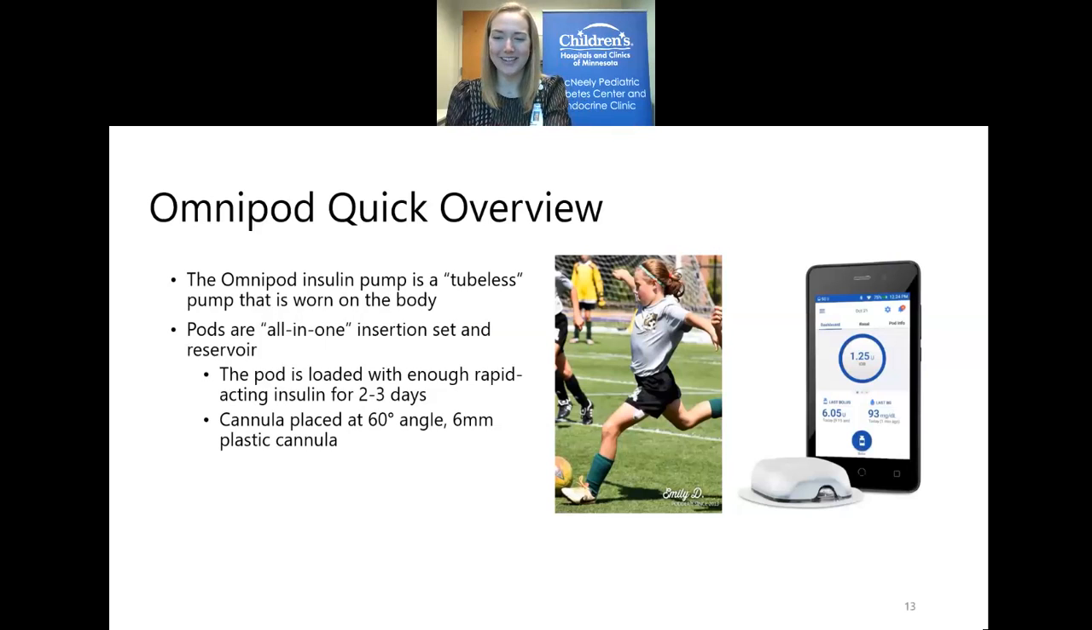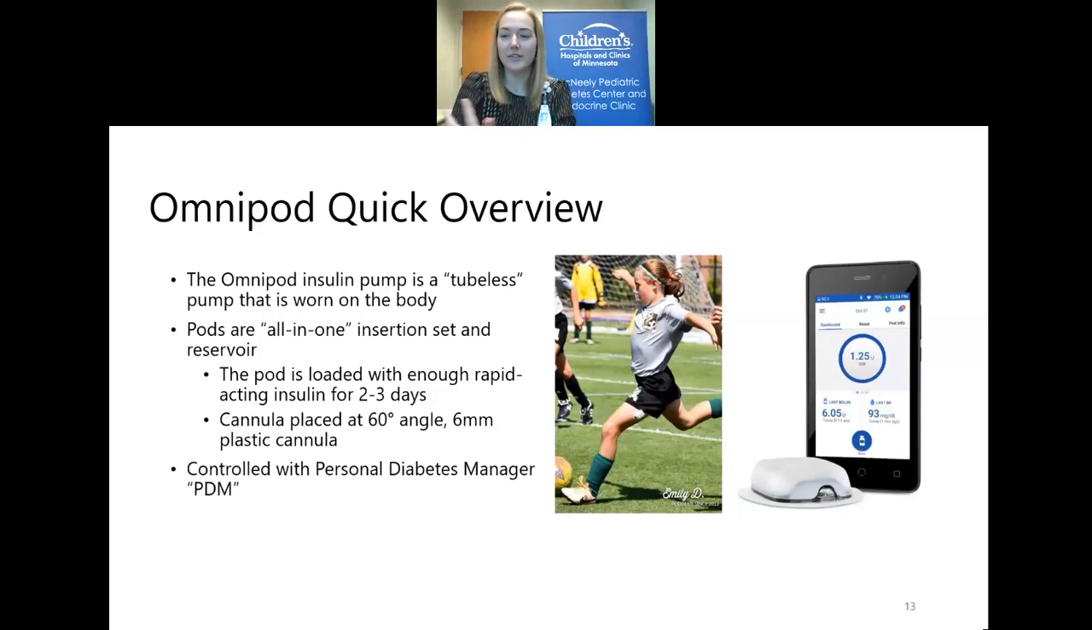One option for cannulas on this. And this I kind of mentioned, the pod is doing all the work over there, but then to control it, you use your personal diabetes manager or your PDM.